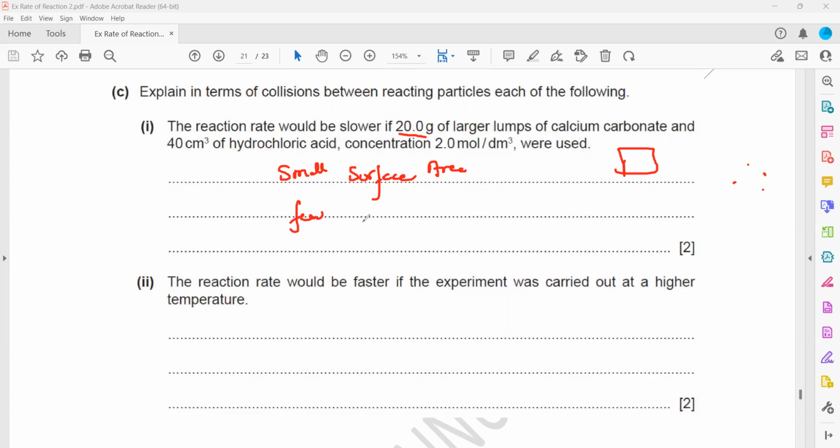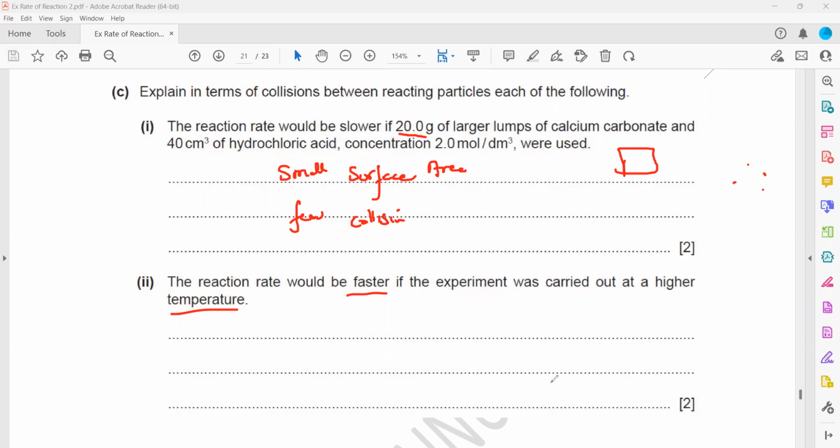So they will have a few collisions, or fewer collisions. The reaction rate would be faster if the experiment was carried out at a high temperature. So high temperature, yes. That's right. Small surface area, large particle size, slows down the reaction, or the reaction will be slower.